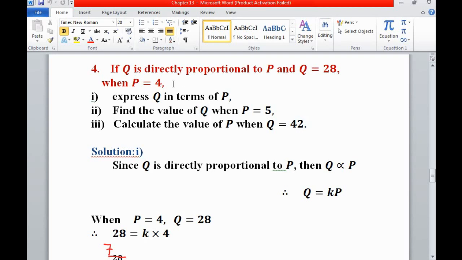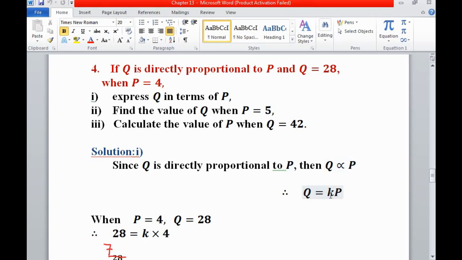Now, according to the statement of the question, this first quantity Q is directly proportional to the second quantity P, which means that if the first quantity increases, then the second quantity will increase. And if the first quantity decreases, the second quantity P will decrease. So I will start from this statement. Since Q is directly proportional to P, this statement can be written as Q ∝ P.